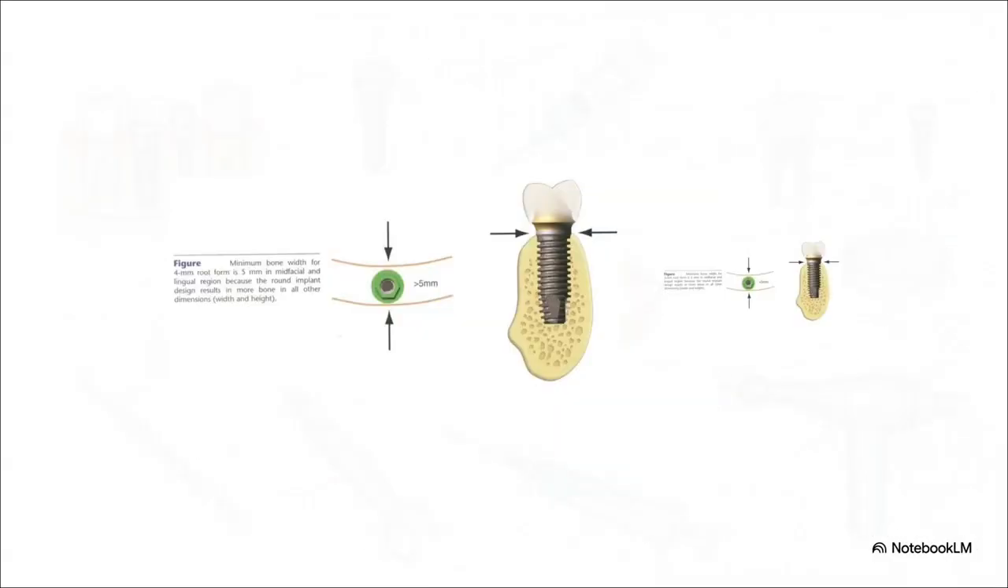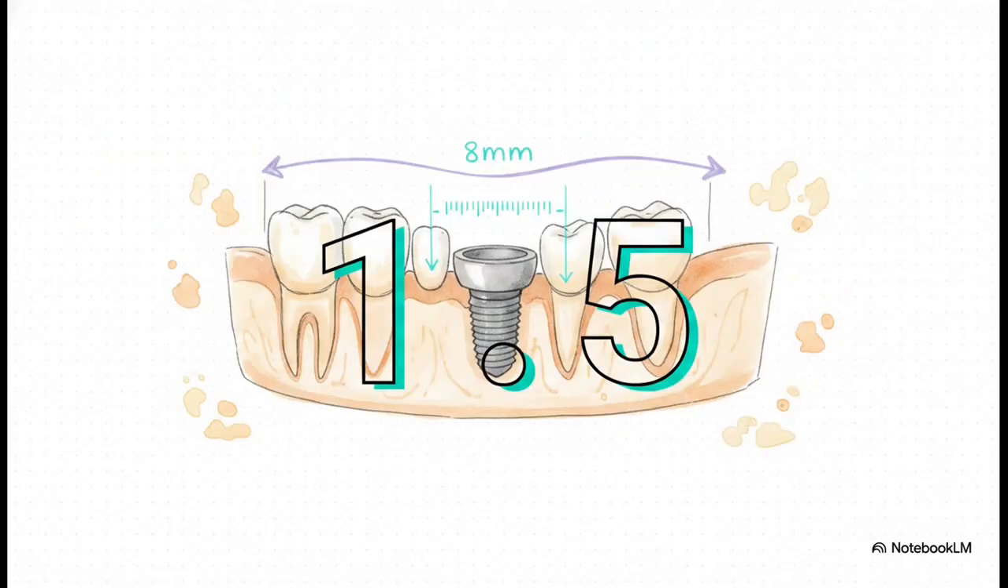Next up is width, measured between the facial and lingual plates. A 4 millimeter diameter root form implant needs more than 5 millimeters of bone width. Why? Because you need enough bone thickness around the implant to keep the blood supply flowing. Without blood supply, you don't get integration. If the exam sets you up with a 4mm implant and a 4mm ridge, boom, you immediately know you're grafting first.